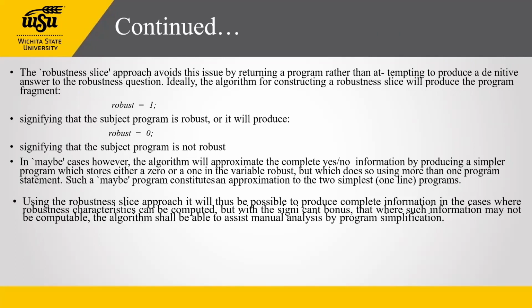Such a maybe program constitutes an approximation to the two simplest programs. Using the robustness slice approach, it will thus be possible to produce complete information in the cases where robustness characteristics can be computed, but with the significant bonus that where such information may not be computable, the algorithm shall be able to assist manual analysis by program simplification.